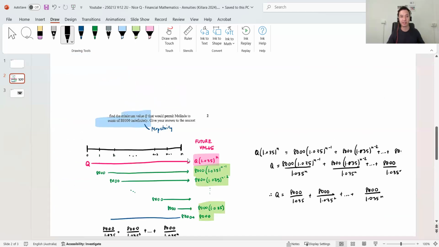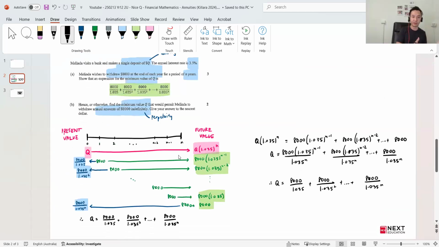So what am I trying to say? It doesn't matter whether you use the present value concept or the future value concept, you should get an equal result. Now, just to be clear, they say minimum amount because if you set Q equal to the stream of payments, it's a minimum amount. Theoretically, you can hold Q plus $1 billion and still be able to draw down 8,000, but they want the minimum. That's the minimum.